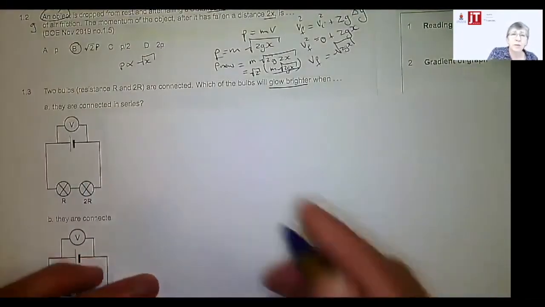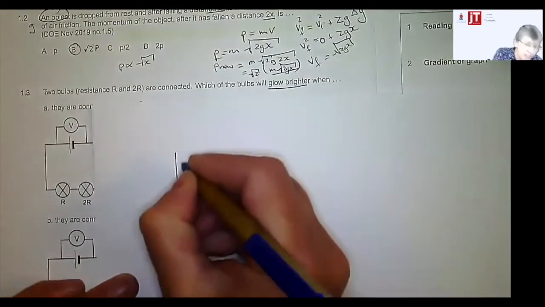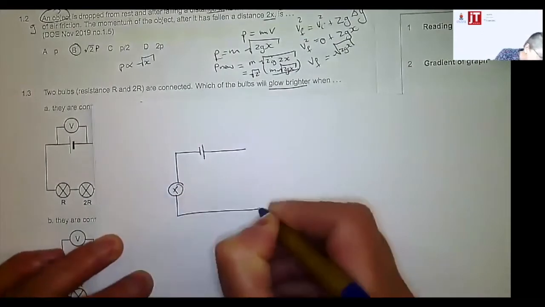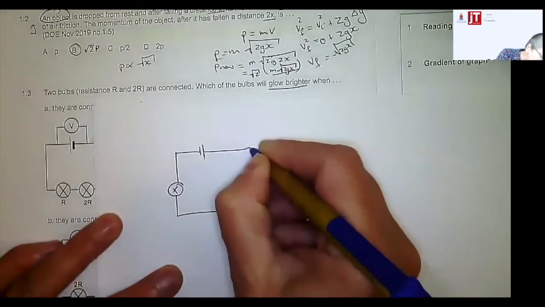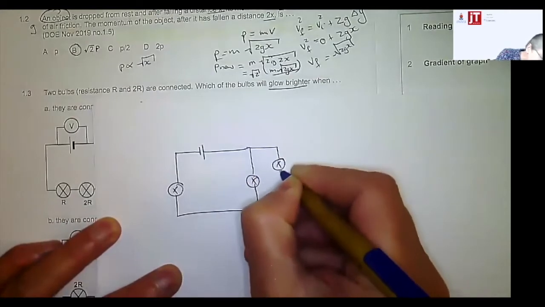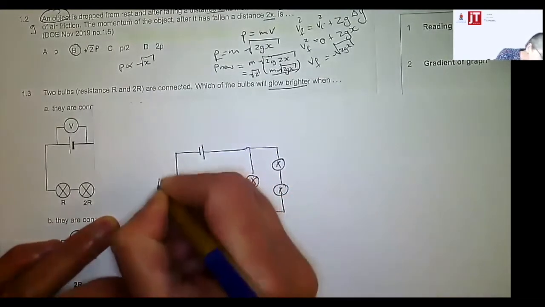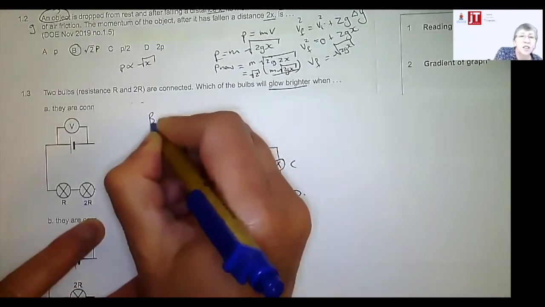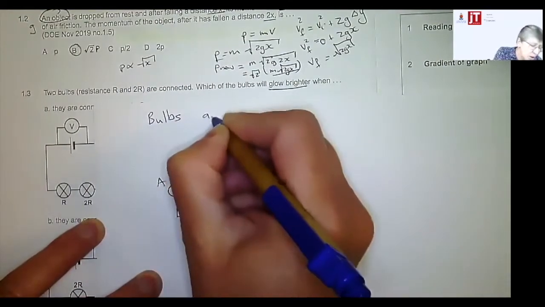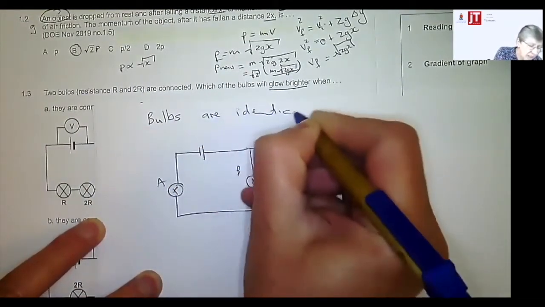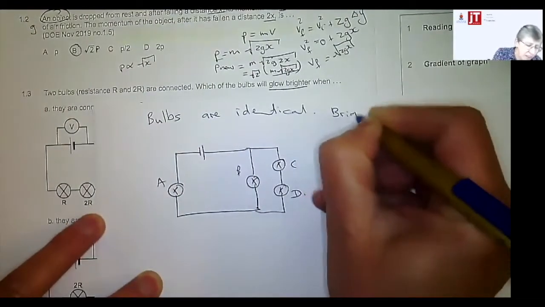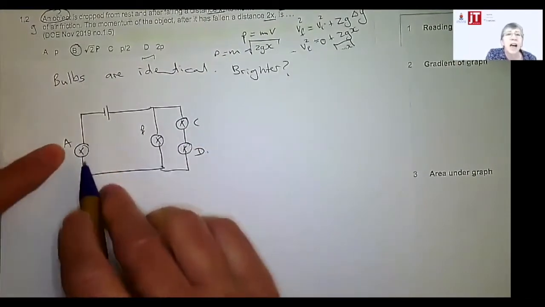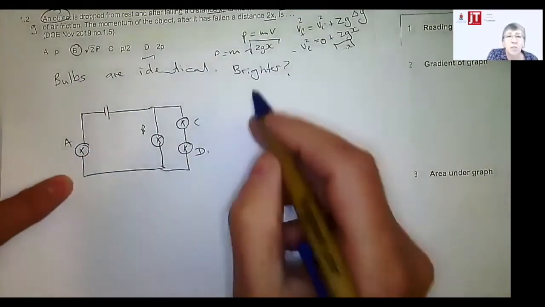And unfortunately, some of you have listened so well in grade 10 that you have a problem with grade 11. In grade 10, your teacher told you, I've got bulbs, and I put them into the circuit like this. Let's call this A and B and C and D. And then she told you the bulbs are identical, and then she asked which one is brighter. Your answer was easy. You just said, okay, A has got the bigger current, so A is going to be brighter.